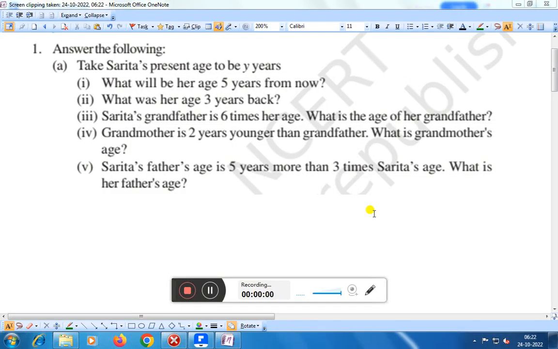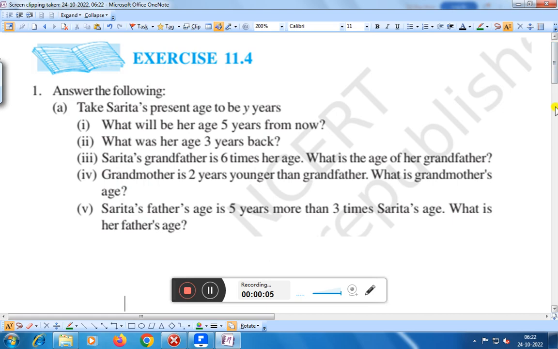Hello everyone. Today we shall discuss exercise 11.4 question number 1. Answer the following. Take Sarita's present age to be y years. What will be her age 5 years from now? Suppose we have taken Sarita's age to be y.